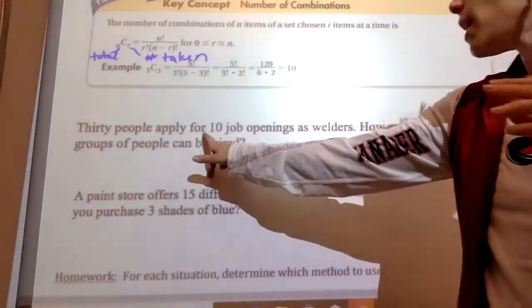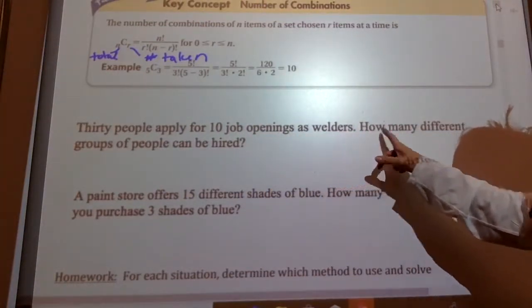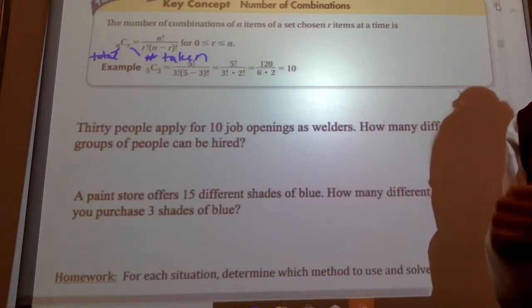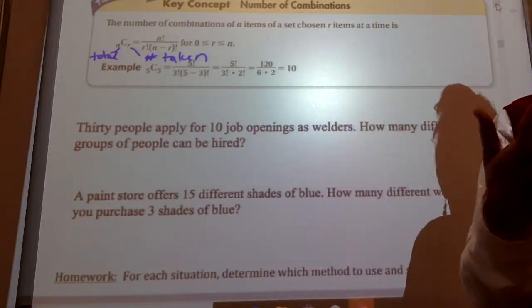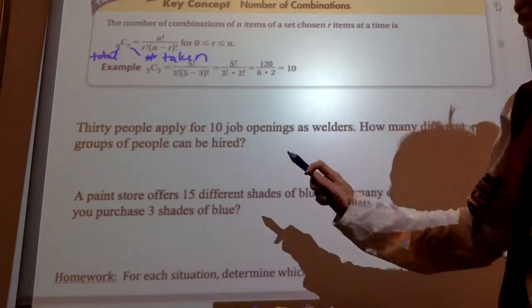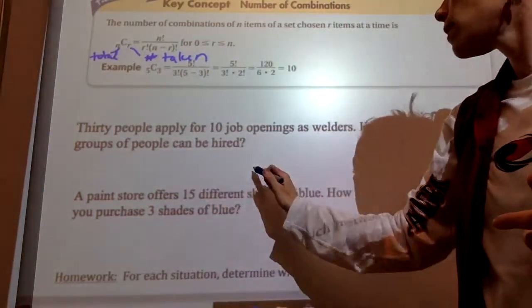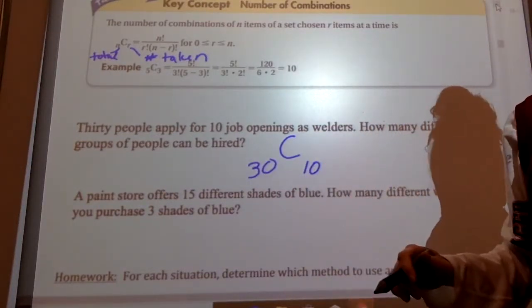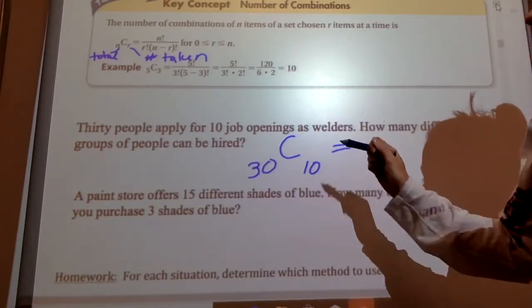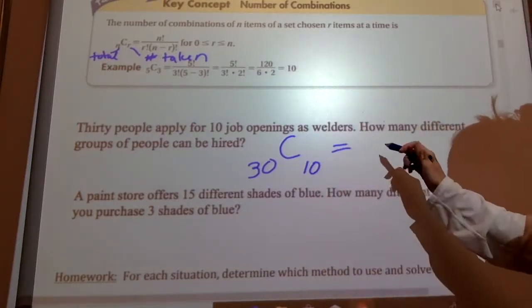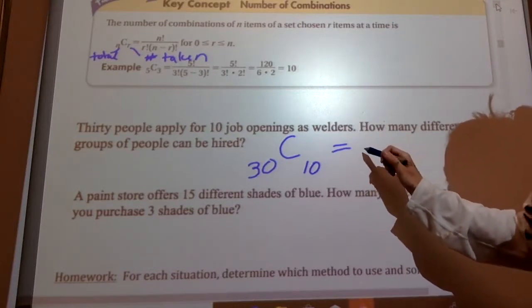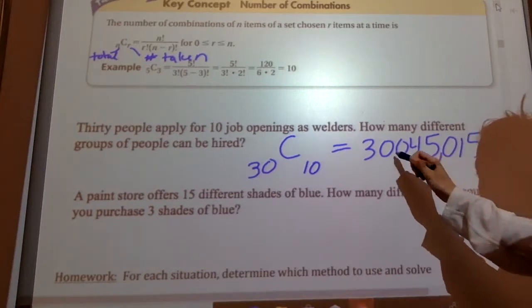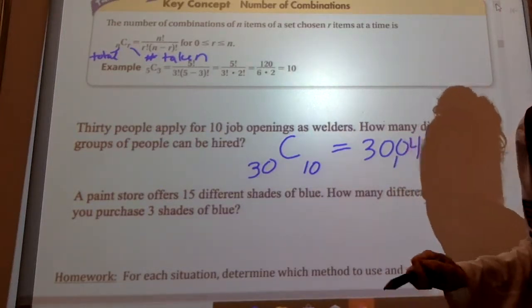So 30 people apply for 10 job openings as welders. How many different groups of people can be hired? So again, it doesn't matter who you hire first, second, third, all 10 people are starting this job. So again, how many total people am I starting with? The total number, 30, and I'm choosing 10 of them to fill this position. Combination numbers will be smaller than permutations. What is it? Who's got it? 30,045,015 ways.